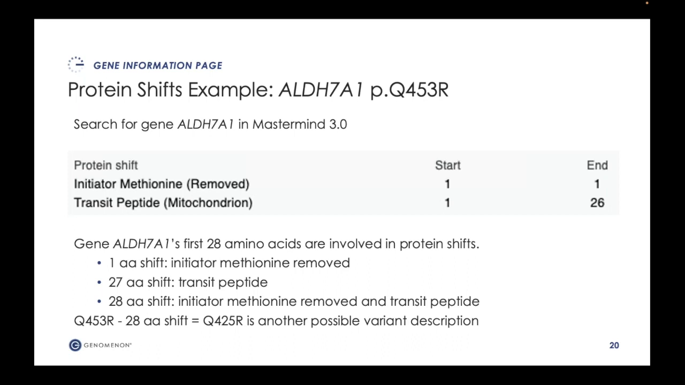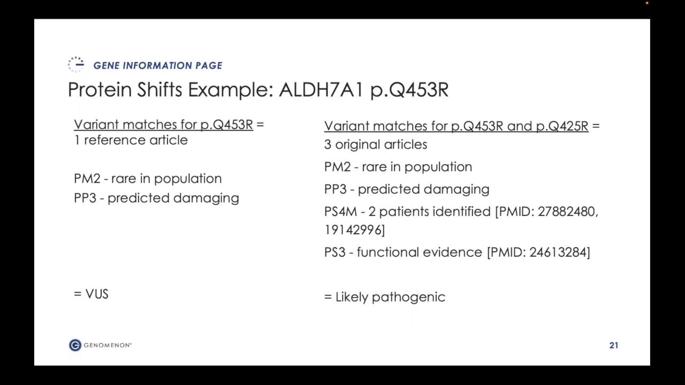So for this particular example, once I have that knowledge in my brain, I can use that. So I take my variant of Q453R and subtract 28 amino acids numerically from that position, and I get Q425R as another possible variant description. Next slide. Then if I follow the same procedure and search for the two variants, they're really the same variant but two different descriptions of 453 and the 425 versions, I get 3 original articles.